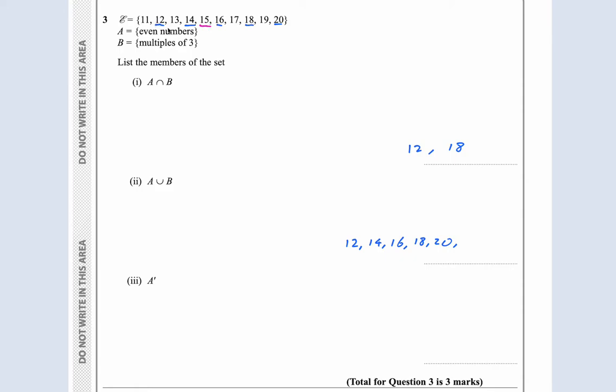And the other ones are 12 and 18, which I've already included, so I'm not going to put them down twice. So I just need to add in 15, and that's it. You don't have to put these in order. You can if you want.